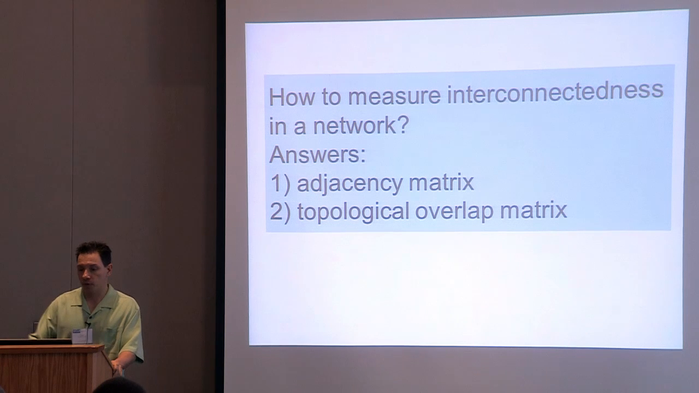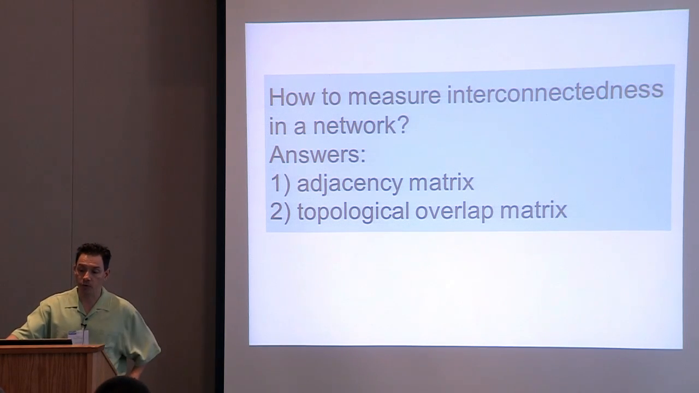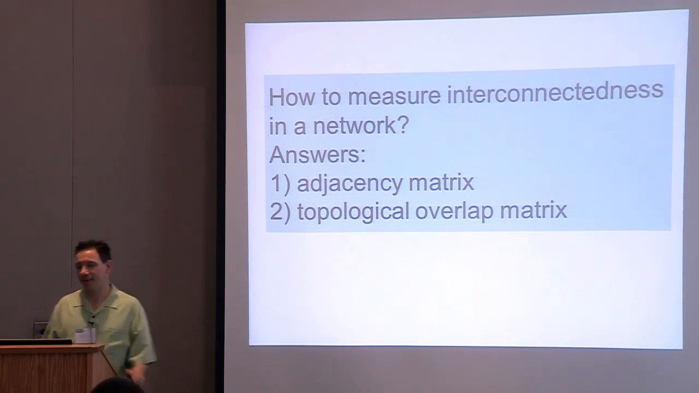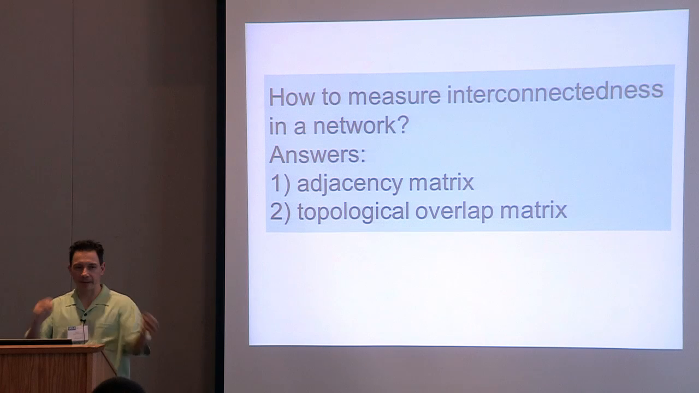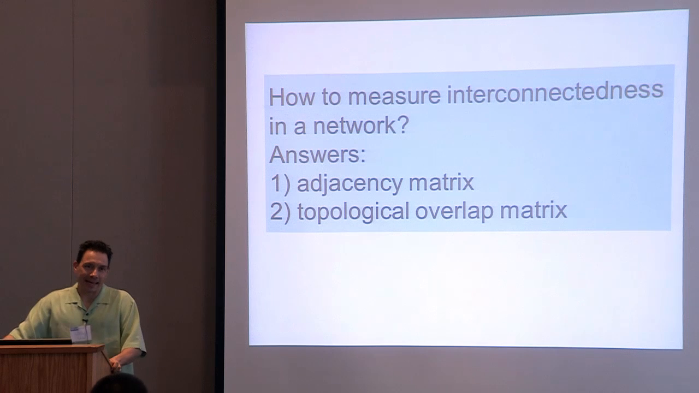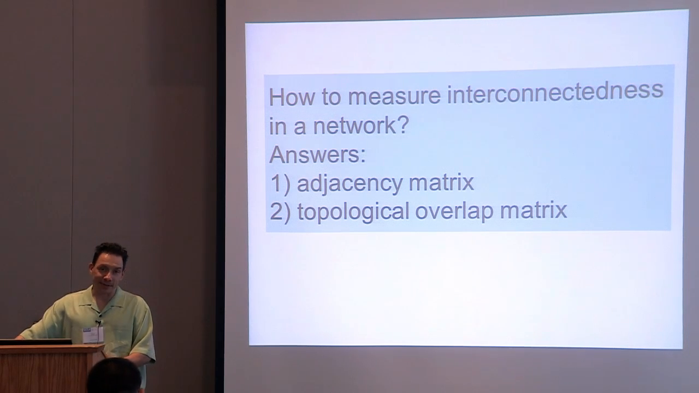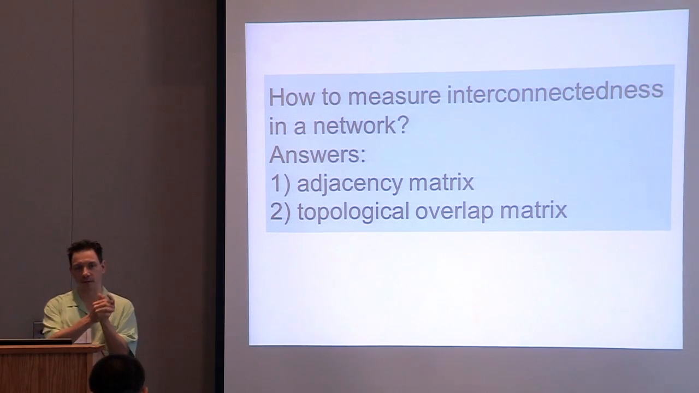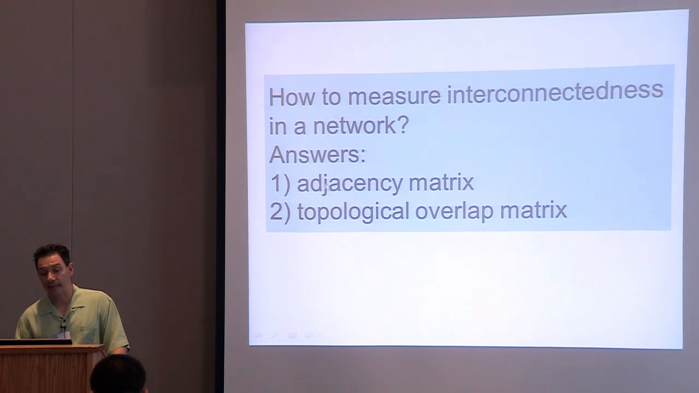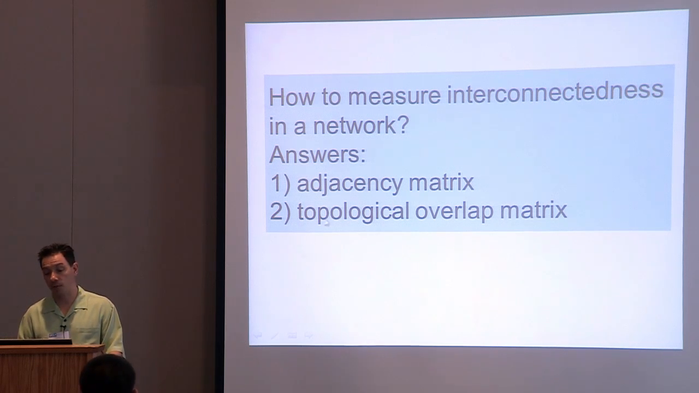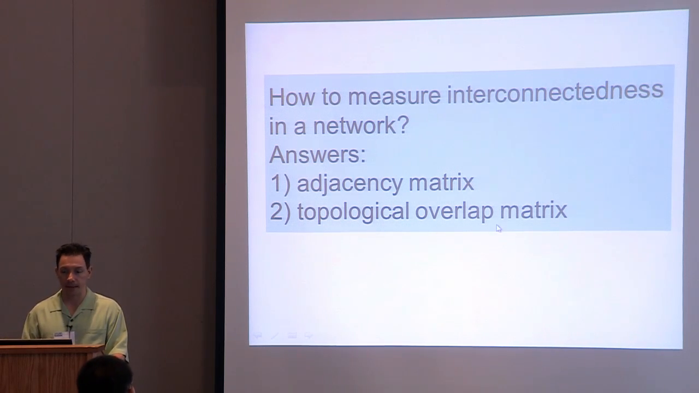Okay, so let me move to another topic, which is how do we measure interconnectedness in a network? Interconnectedness is a vague term. Things are interconnected, what does it mean? Well, it really means connected, right? And I hope you know the number one answer. The adjacency measures connections, the connection strength. But we actually have a second measure of connection strength, which is called the topological overlap matrix measure.